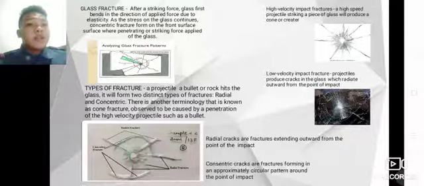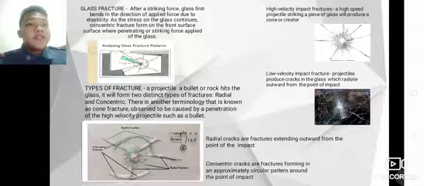Radial cracks or fractures extend outward from the point of impact. Concentric cracks are fractures forming an approximately circular pattern around the point of impact.